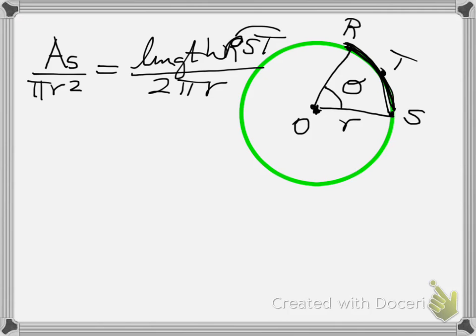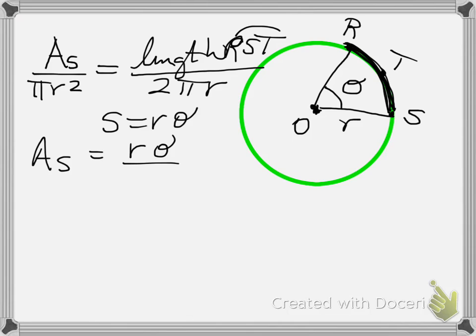The length of RST is the same thing as r theta, because that would be your S, or the arc. So I'm going to rewrite this. The area of a sector is equal to r theta over pi r squared on the bottom, and 2 pi r. So all I did was plug in this S with r theta. Okay, I'm going to take the cross product and solve for the area of S. That's a little sub S, but it's the area of the sector.